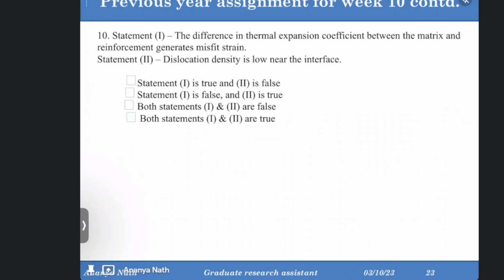Statement 1: the difference in thermal expansion coefficient between the matrix and the reinforcement generates misfit strain. Statement 2: dislocation density is low near the interface. One is true and two is false. The difference in thermal expansion coefficient between matrix and reinforcement generates misfit strain, so it should be true, and the dislocation density being low near the interface is false.